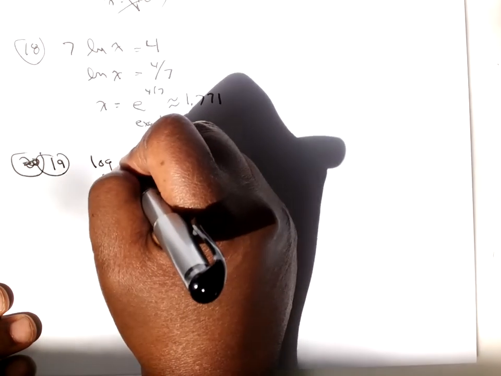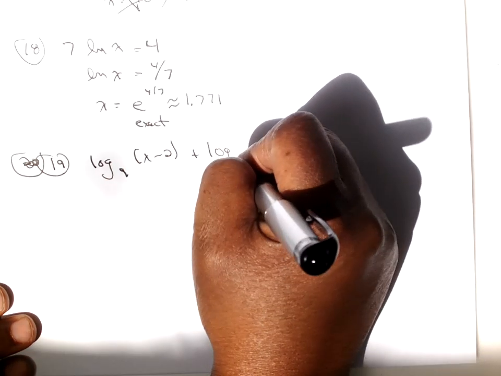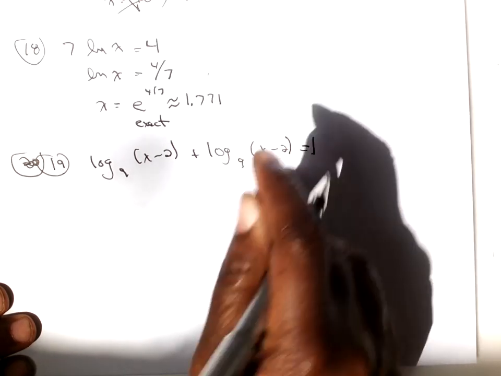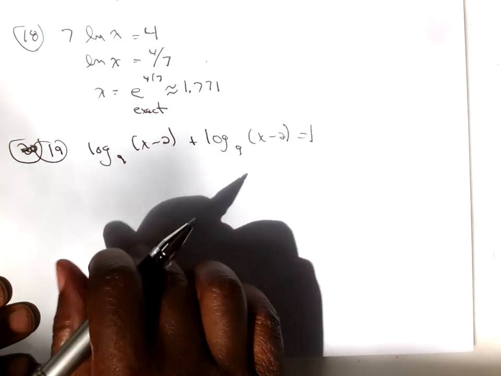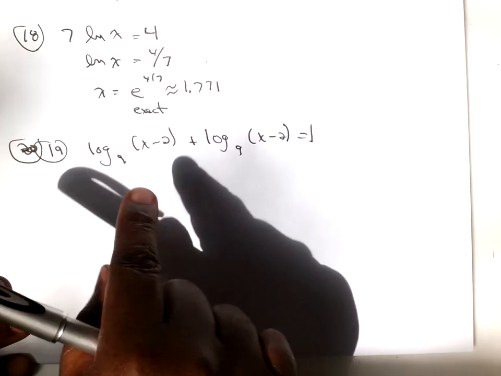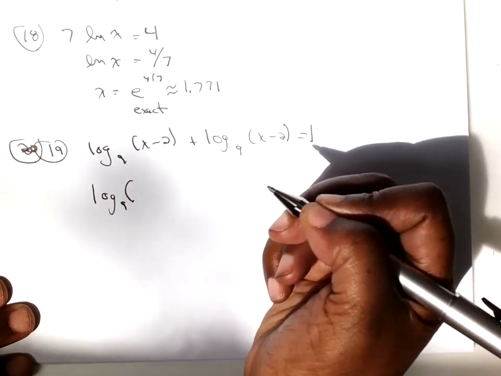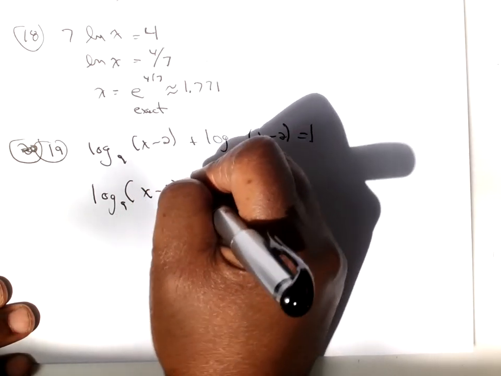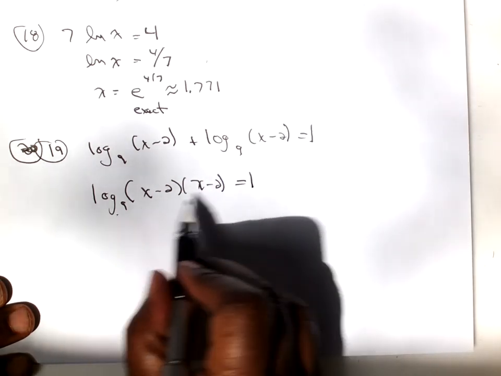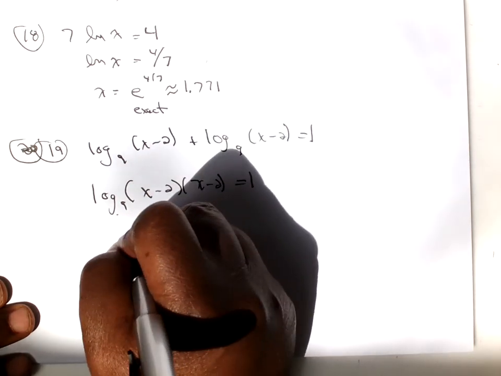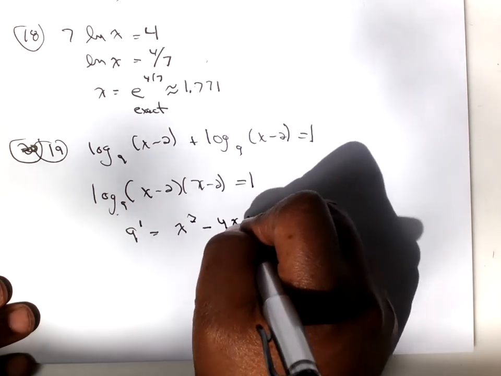So I have log base 9 of x minus 2 plus log base 9 of x minus 2 is equal to 1. So I can put these back together. The addition, when you put it together, becomes a multiplication. A subtraction, when you put it together, becomes division. So I get log base 9 of x minus 2 times x minus 2 is equal to 1. And then I can do a rewrite, and then I'm going to multiply that out as well. So 9 to the first power equals x squared minus 4x plus 4.